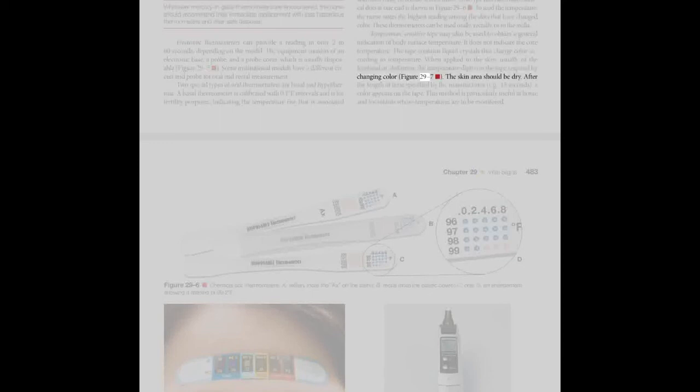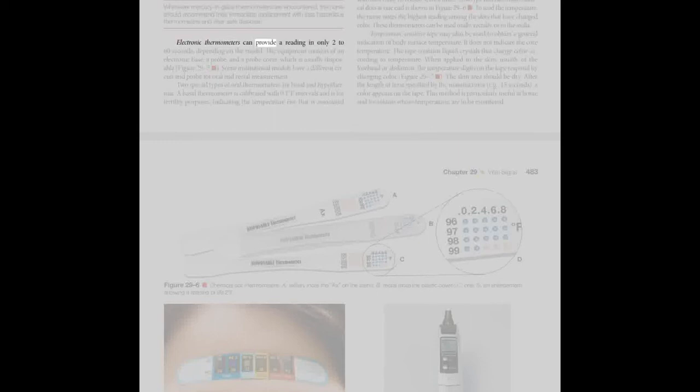Figure 29-7. The skin area should be dry. After the length of time specified by the manufacturer, for example, 15 seconds, a color appears on the tape. This method is particularly useful at home and for infants whose temperatures are to be monitored.